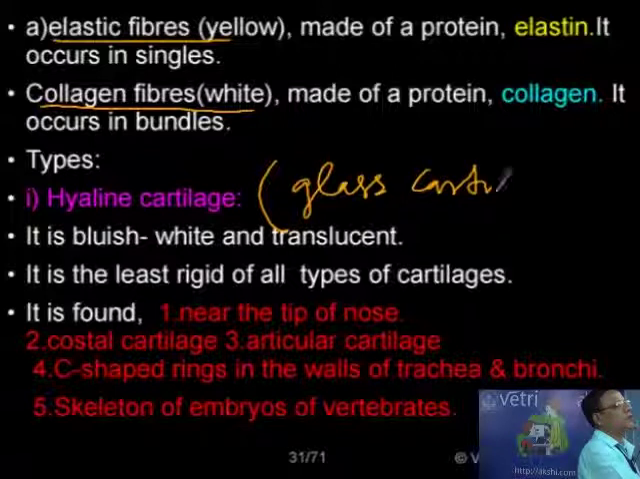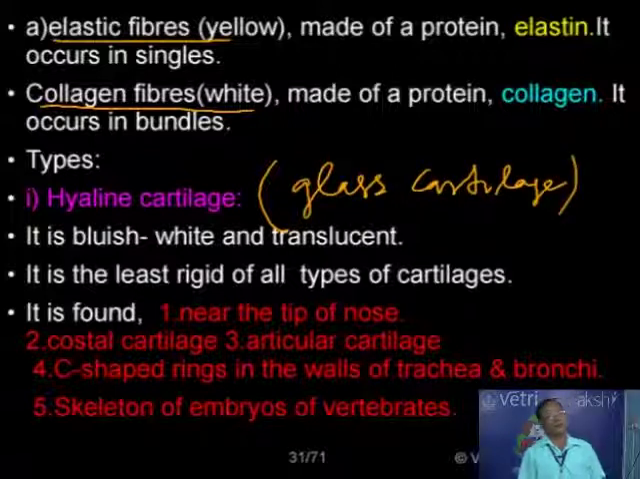The reason for that is it is normally translucent, semi-transparent. It is normally bluish, actually white in color. The color is bluish white, and translucent in nature. This is also called glass cartilage. Now, when compared to other cartilages, it is the least rigid, highly flexible.